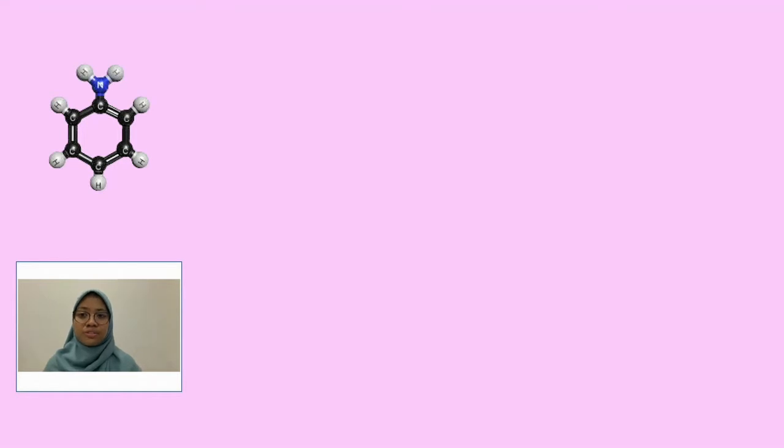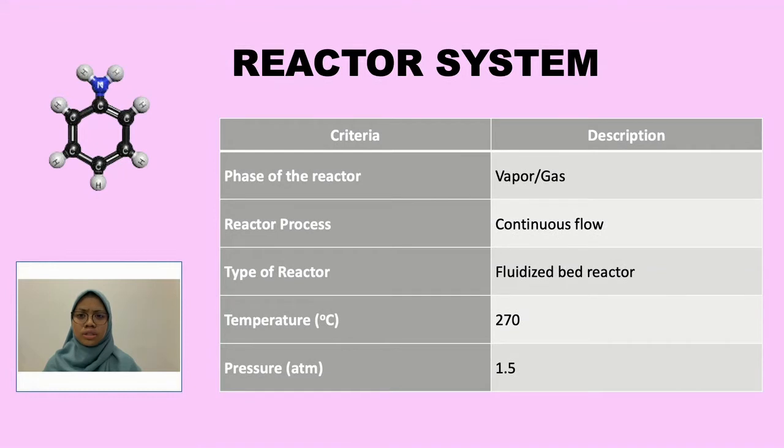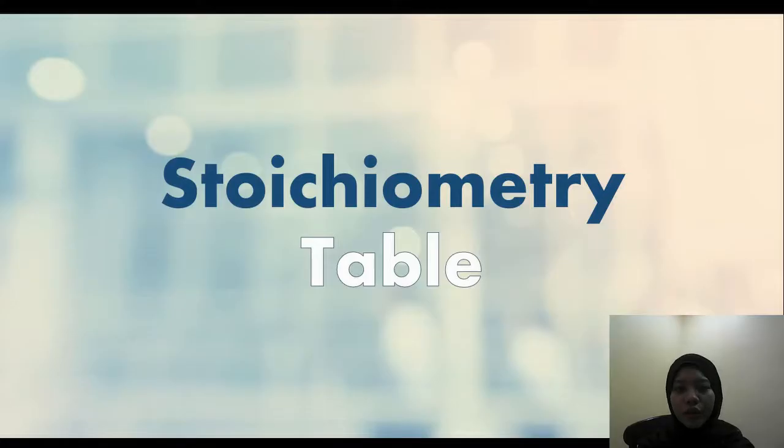Now, let's move to the reactor system. For this reaction, the reactor system is shown in the slide. From the literature review, we noted that the phase of the reactor is gas, the reactor process is continuous flow, the type of reactor is a fluidized bed reactor, and the reactor operates at a temperature of 270 degrees C and pressure of 1.5 atm.